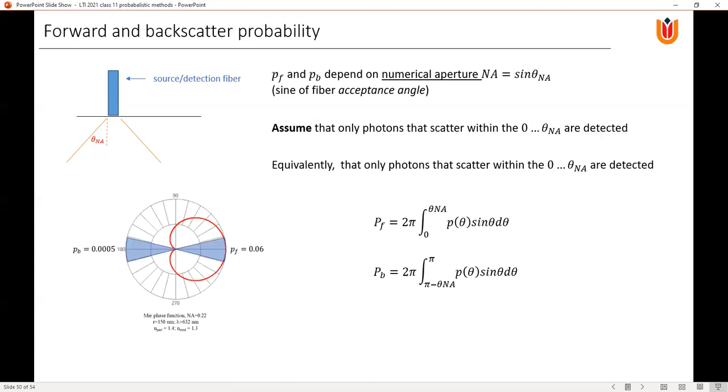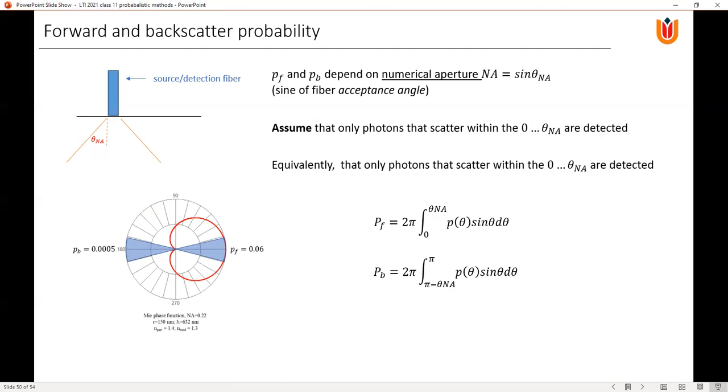So you can make that calculation. This is a plot again of a Mie phase function of a particle. It is a particle of 150 nanometers. I think that should be micrometer. Small, with a red laser wavelength of 632 nanometers.